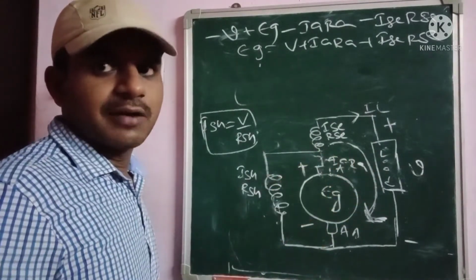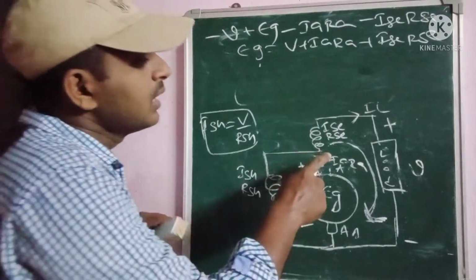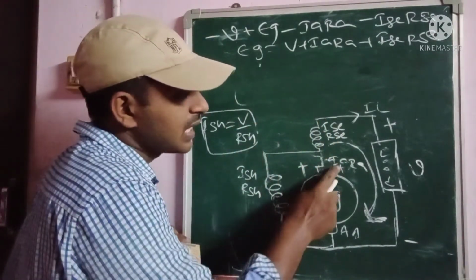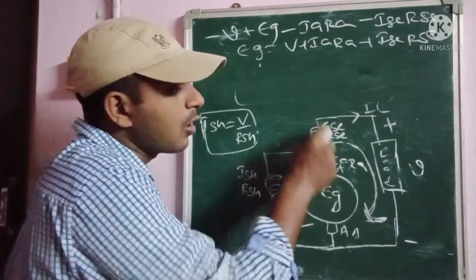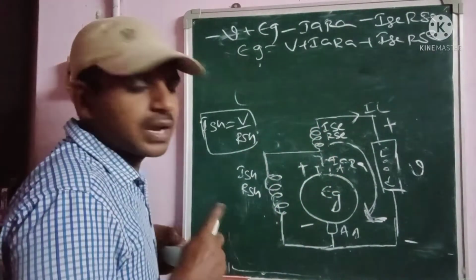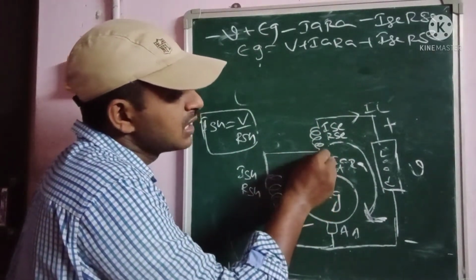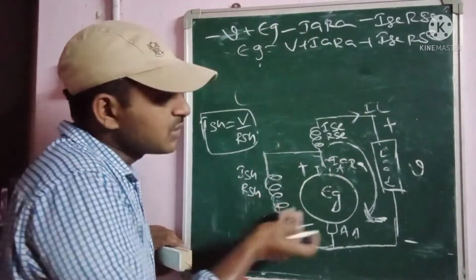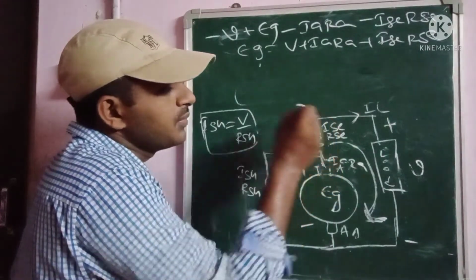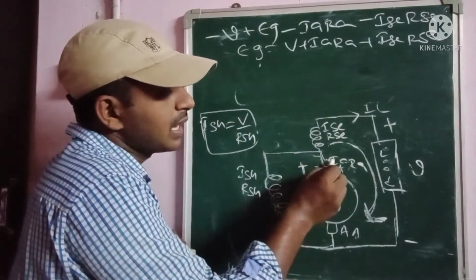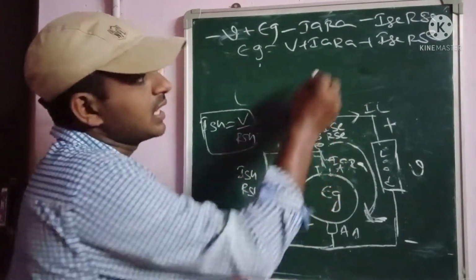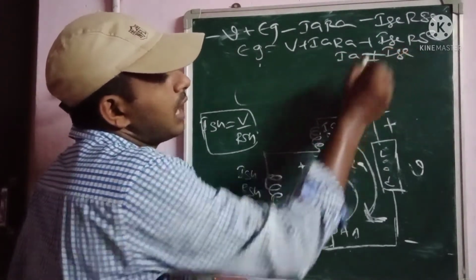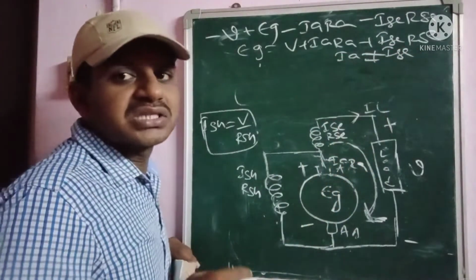compound generator. But here IA is not equal to ISC. Here, IA, the armature current, is not equal to the series field current. Why? Because here the armature current splits into the current going to the shunt field as well as the current going to the series field. So that's why IA is not equal to ISC in case of the short shunt compound generator.